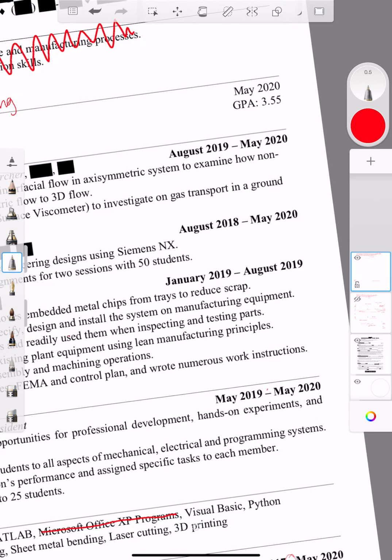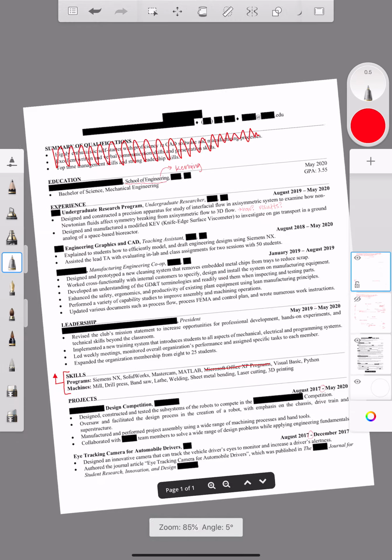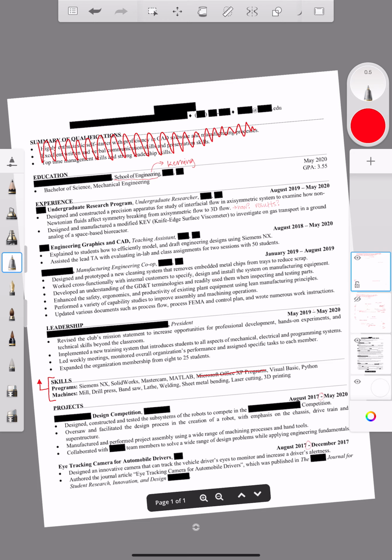And they also don't say any results. So I'm going to say how? And results? They don't tell me that, hey, this apparatus actually proved that non-Newtonian fluids don't affect symmetry breaking from asymmetric flow to 3D flow at all. Like, what was the point? What did this research show you? And how are your efforts directly involved in leading to these results?